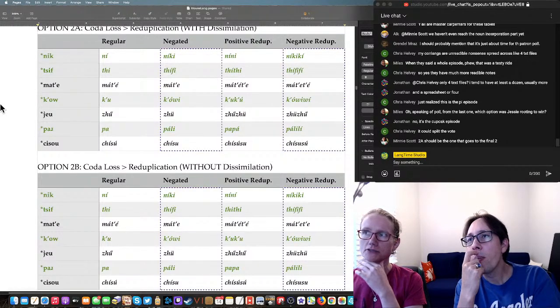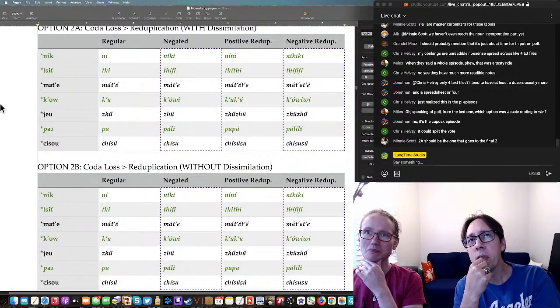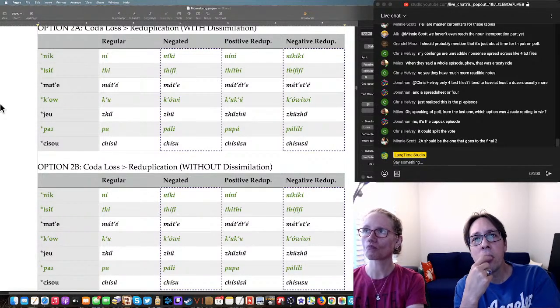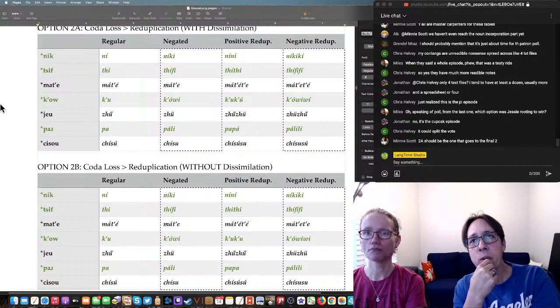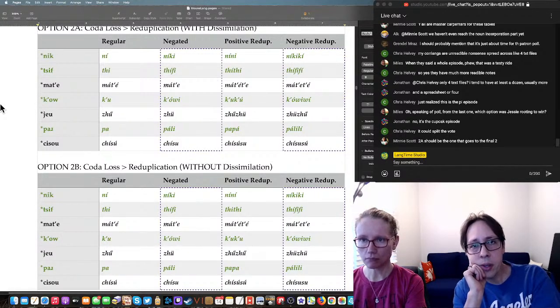And Minnie is absolutely right, I think, that 2A should be the one that goes to the final 2. You think so? I mean, we could actually poll viewers. As I see it, the difference between 2A and 2B is that there's more tonal variety in 2A. You get a lot more low tones with 2B. The low tones persist. And remember that low tones are rarer in this language than high tones.